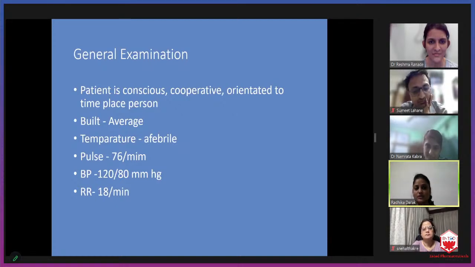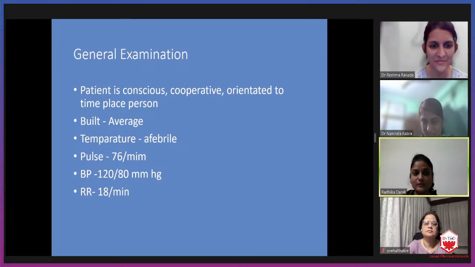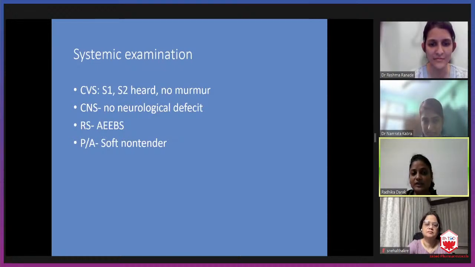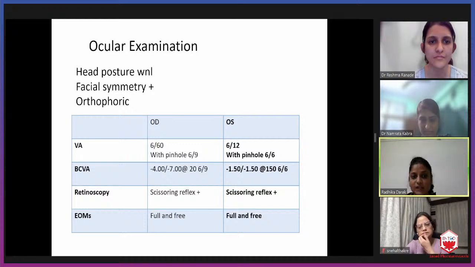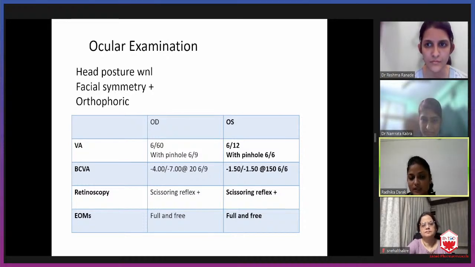General examination: patient is conscious, cooperative, and vitals are stable. Systemic examination: no abnormality detected in CNS, RS, or abdominal system. Ocular examination: head posture within normal limit, facial symmetry is there. Patient is orthophoric. I will enumerate the findings for the right eye first and then the left eye. Visual acuity in the right eye 6/60 with pinhole 6/9, and best corrected visual acuity -4, -7 at 20, 6/9. Retinoscopy: scissoring reflex is present.